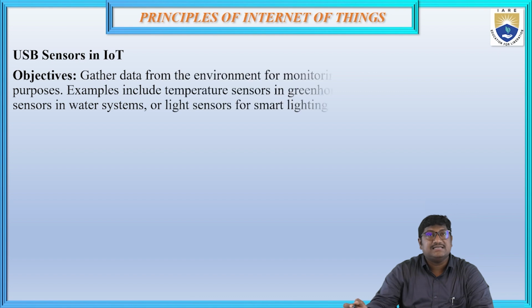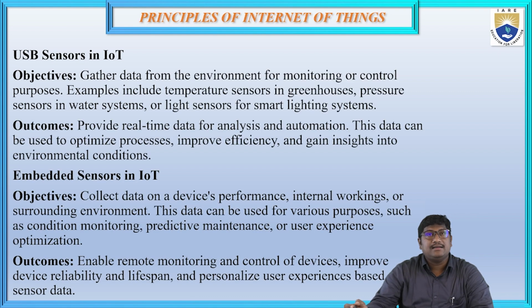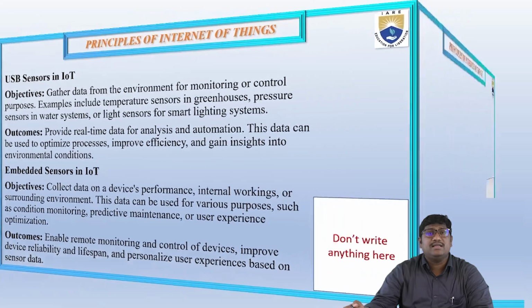And coming to USB sensors in IoT, the main objective and outcomes are these, for both USB as well as embedded. In USB, it is used for gathering the data. In embedded, it is used for collecting the device performance. Coming to the outcome, we need to provide real-time data for analysis and automation in USB sensors. And coming to embedded systems, we need to remotely monitor and control devices.